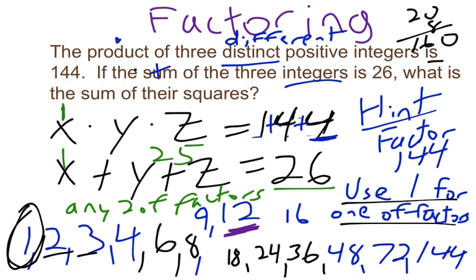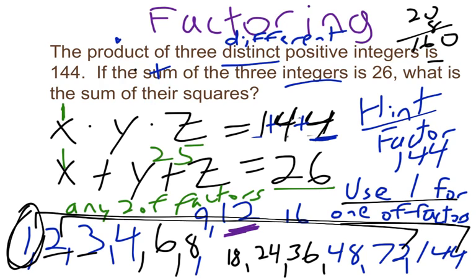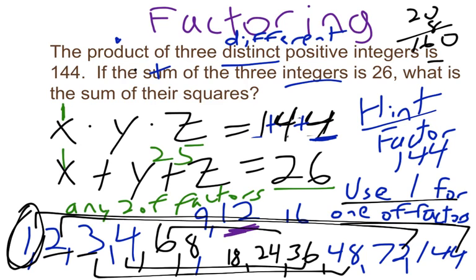So look at the pairs, and I could even make this easier. If I would just link the 1 goes with the 144, the 2 goes with the 72. This is the best way to do it. 3 goes with the 48, 4 goes with the 36, and just stay organized with it. 6 with the 24, 8 with the 18, and you can see which numbers go together.